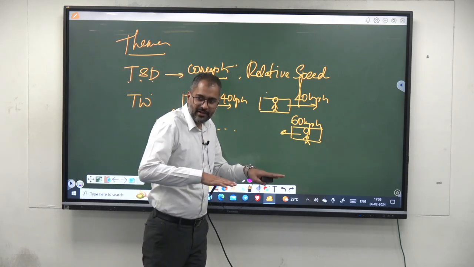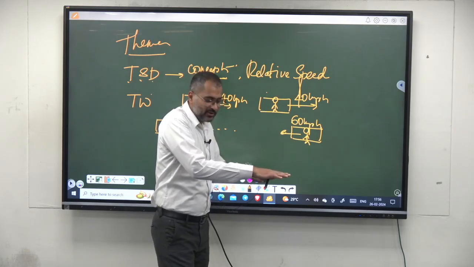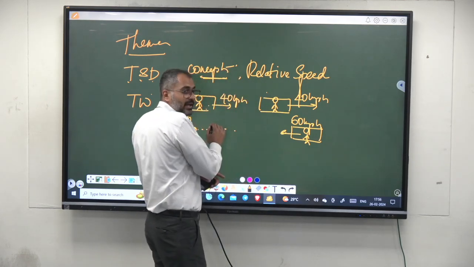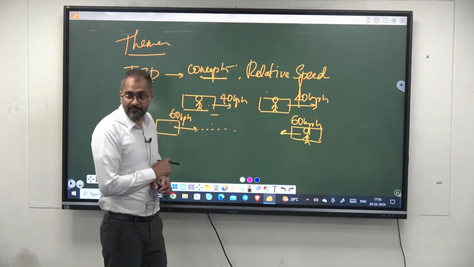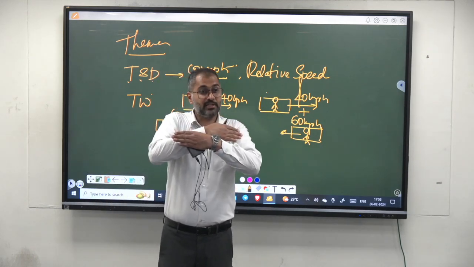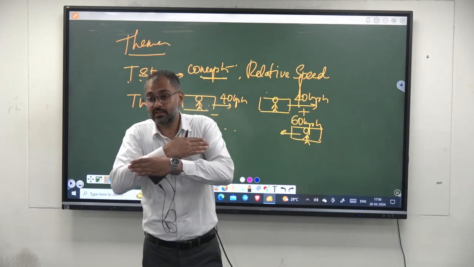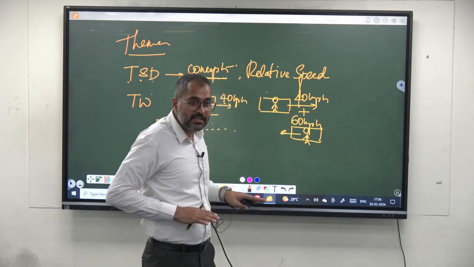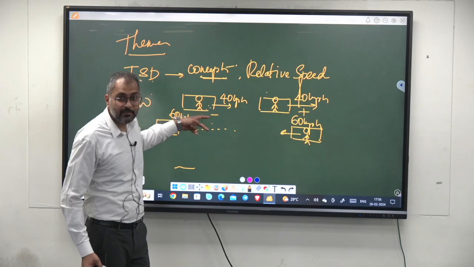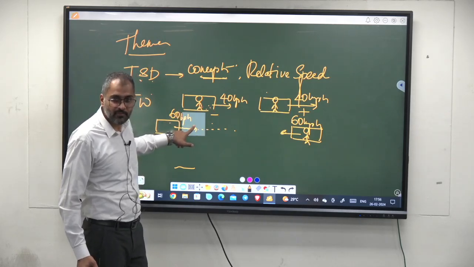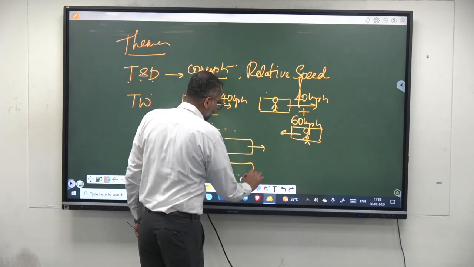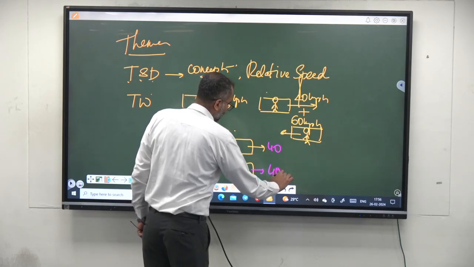If I am traveling at 60 km per hour, you will just feel the difference of the speed. How much is the speed here? 20 km per hour. Here, there is a sum of the speed. So, when two bodies are moving in opposite directions, the speed gets added up, meaning they will cover the distance at a faster rate. When they are traveling in the same direction, the speed will cut down. Only their differential speed will be their relative speed. Understood?